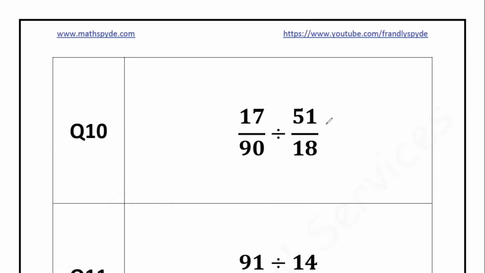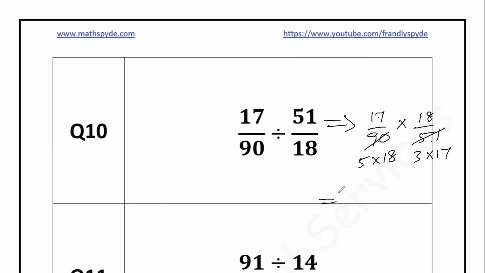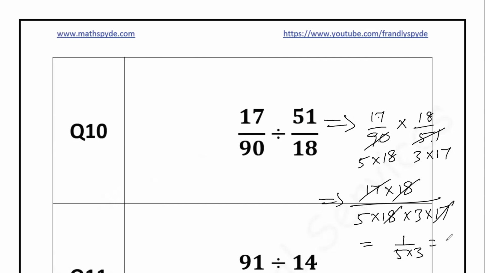10th one. Break it down. 17 over 90. First step is to flip it. So 18 over 51. I know 17 times 3 is 51, so I'm just going to break this down first. And I know 18 times 5 is 90, so I'm going to break this down as 5 times 18. So write it down: 17, 18, 5 times 18 times 3 times 17, the 17s cancel, the 18s cancel. Left with 1 upon 5 times 3, so that's 1 upon 15. That's my answer.